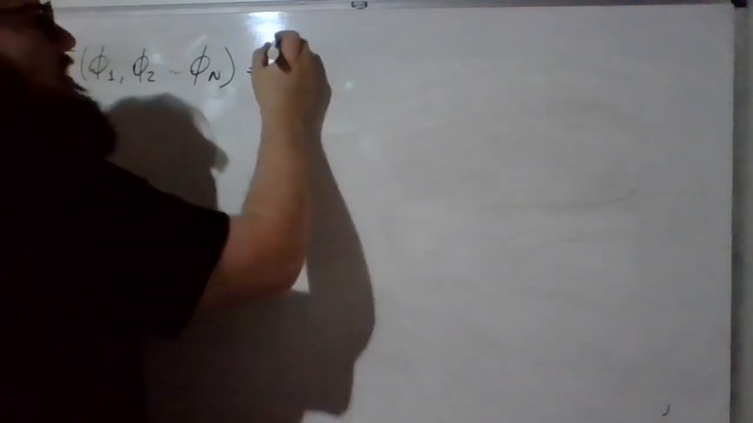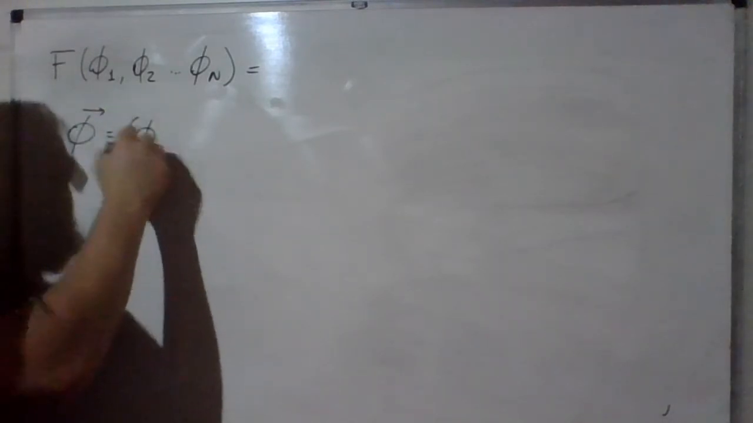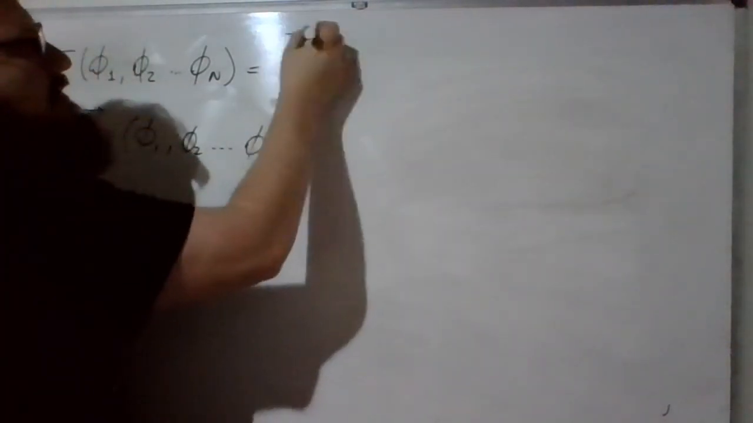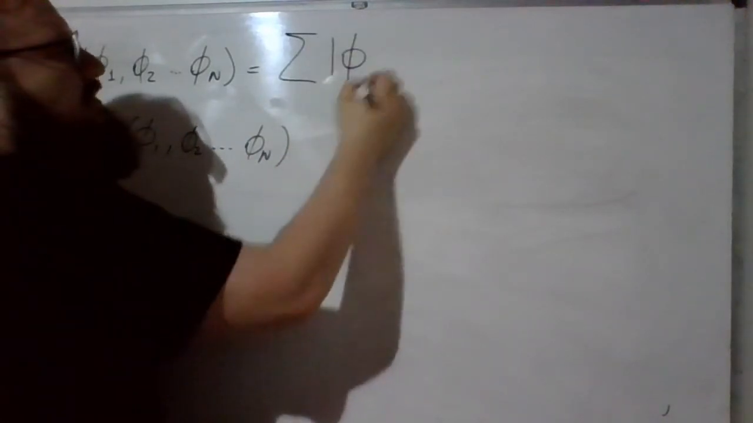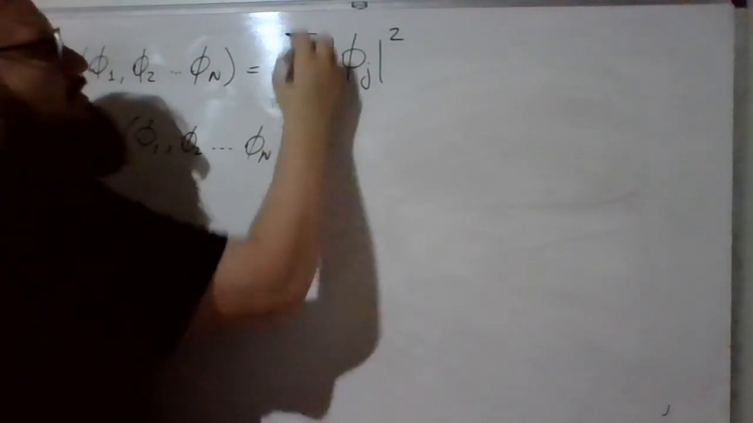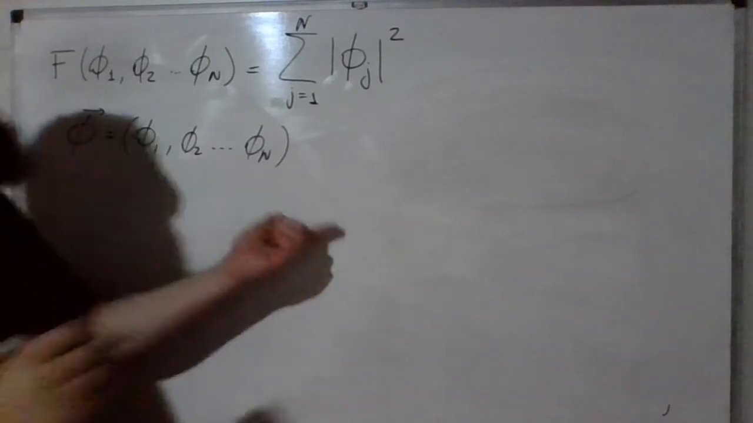Suppose these are complex numbers, and a collection of complex numbers produces a complex vector, phi 1, phi 2, and so on, till we reach the dimensionality of the space. The modulus of this vector produces a real scalar. So it's the summation of the modulus of phi j squared, from j going from 1 to n.